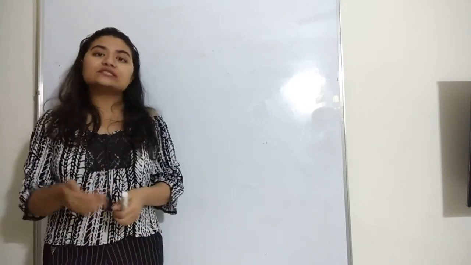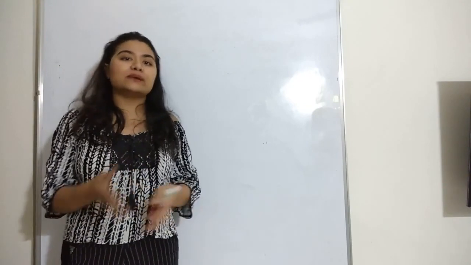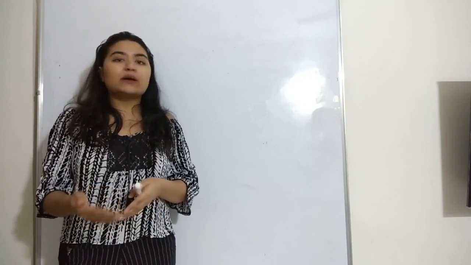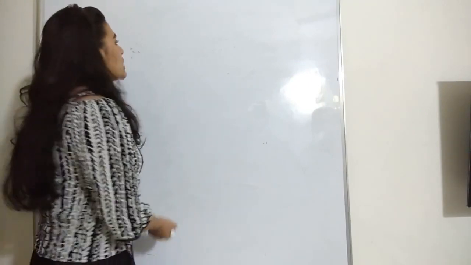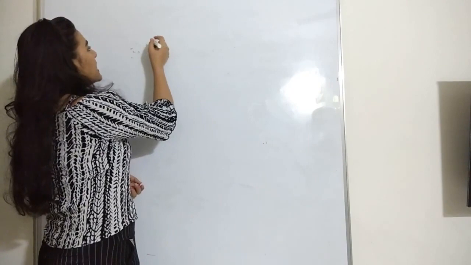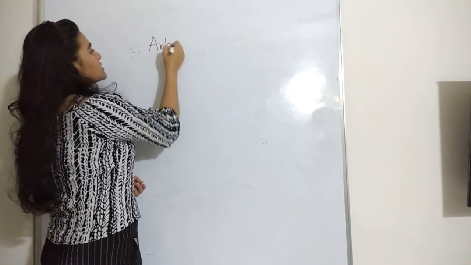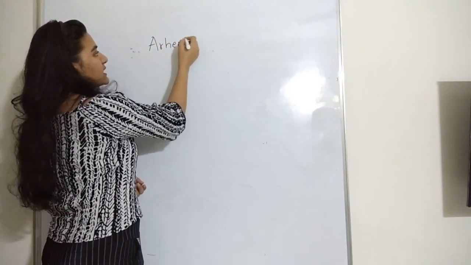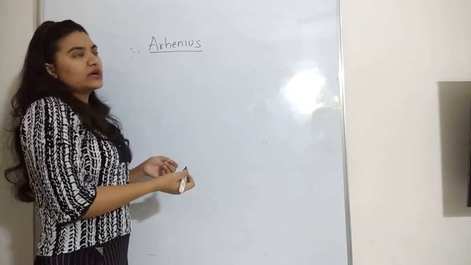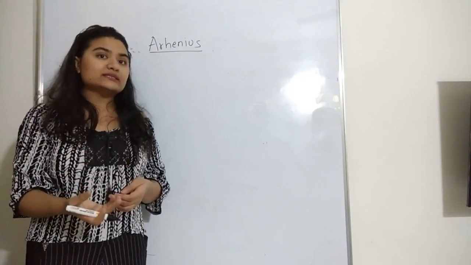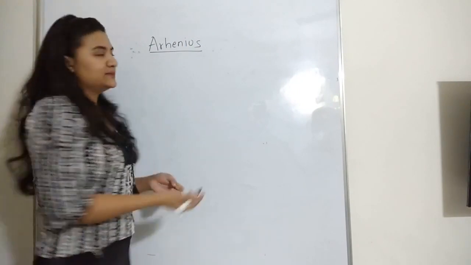So there were different scientists working upon acids and bases and they came up with different definitions. We'll start with Arrhenius definition first of all. So Arrhenius said that any substance, so according to Arrhenius, we are starting with that. Any substance when dissolved in water, if it releases hydronium ions, it is said to be an acid.